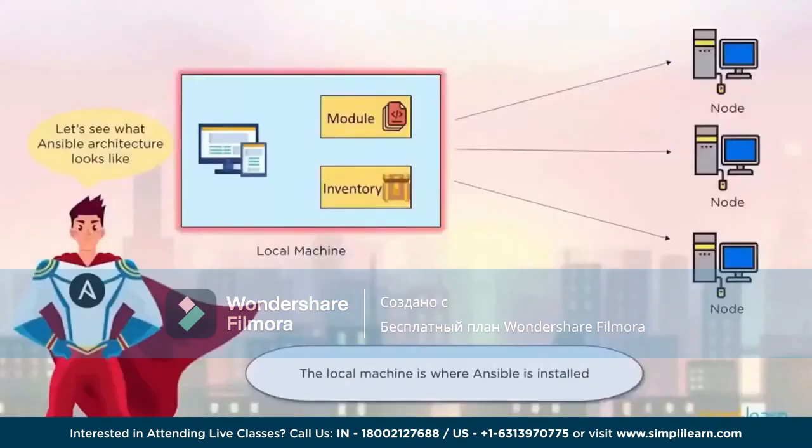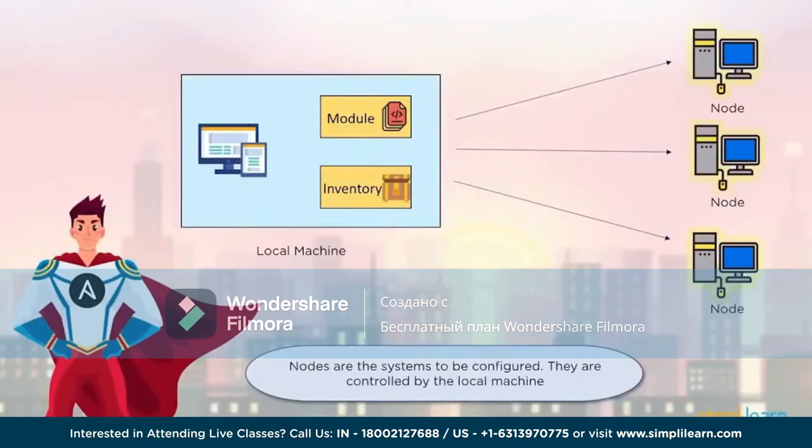Ansible has two main components. You have the local machine and you have your node or the client machine. So the local machine is where the system administrator sits. He or she installs Ansible here. And on the other end, you have your node or the client systems. So in case of Ansible, there's no supporting software installed here. These are just the systems that require to be configured and they are completely controlled by the local machine.